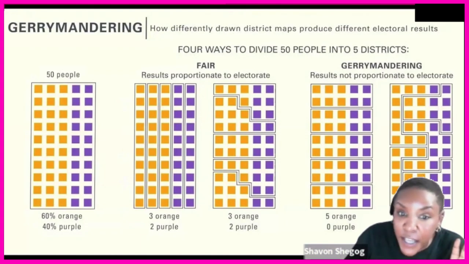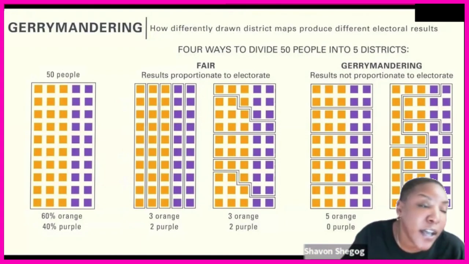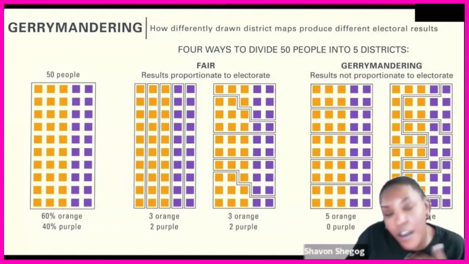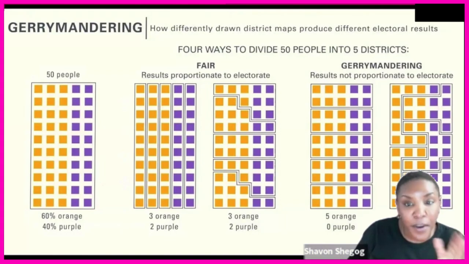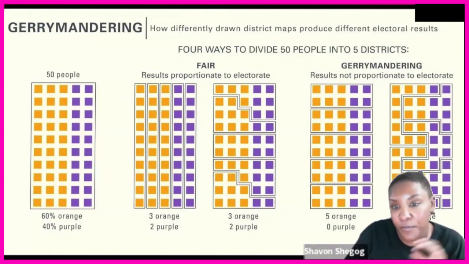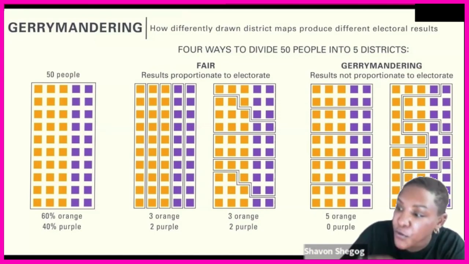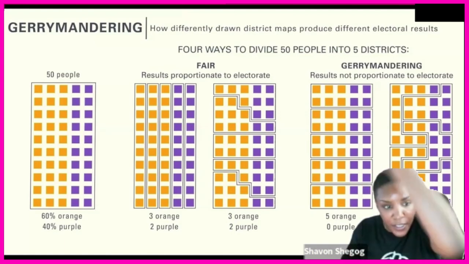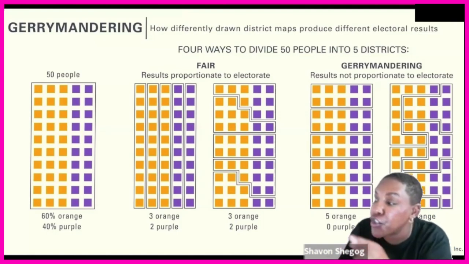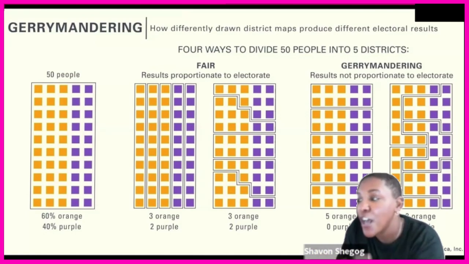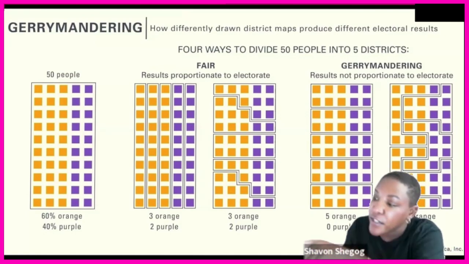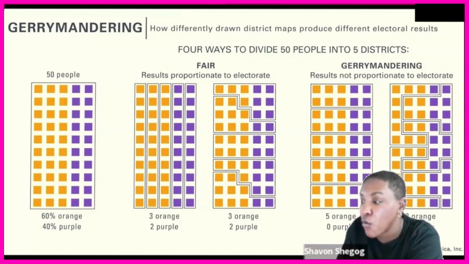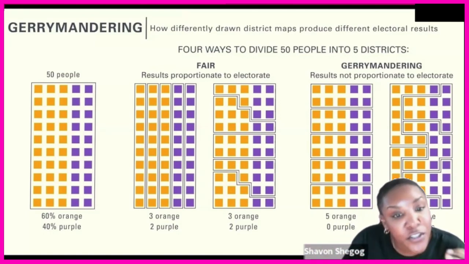So this infographic, if it's kind of weird to you and it doesn't make a lot of sense, I'm not gonna lie, it took me forever before I fully understood what was happening here. It compares fair and gerrymandered ways to divide 50 people into 5 districts. The first one says fair, and you've got 3 oranges and 2 purples, which makes sense because it's split in lines that make sense, right? If you look at the gerrymandering, where it's not proportional to the electorate, it's split up in ways where you have disproportionate numbers of oranges over purples or more purples over oranges. So now those folks do not have the representation that they should have because their districts were split in a way to make it unfair.